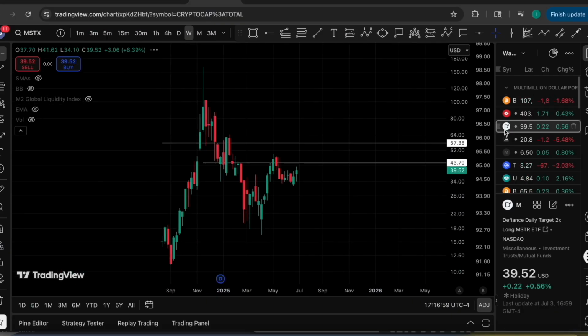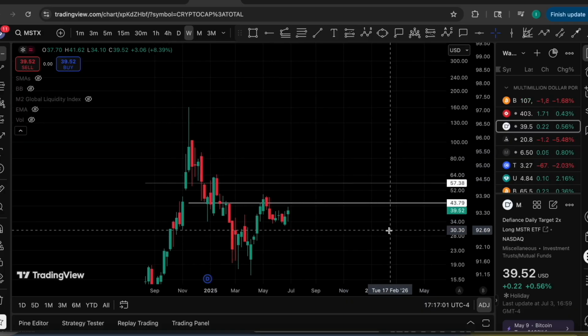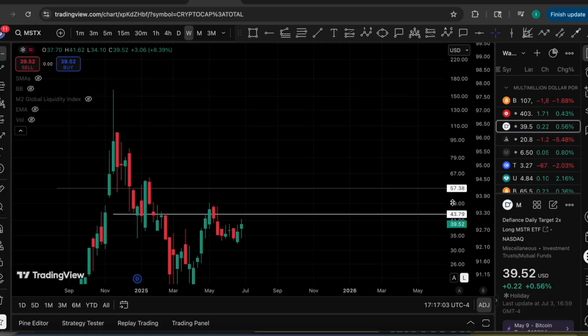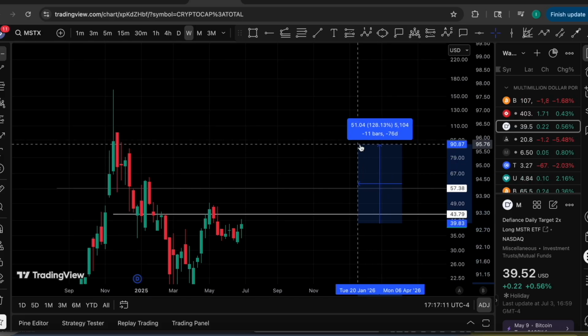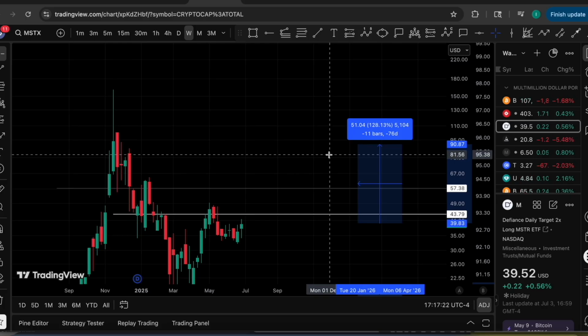So, if that were to happen and we had a 64% move and you just multiply it by 2, you're talking about a 128% move here on MSTX potentially. And you can also do the same thing on MSTU. They're the exact same thing, just by a different company. So you can take these numbers and put them on MSTU.